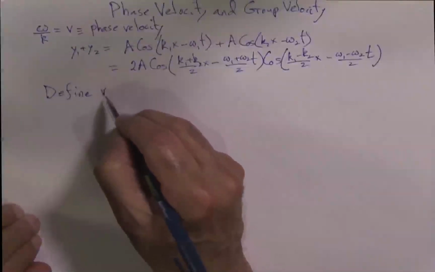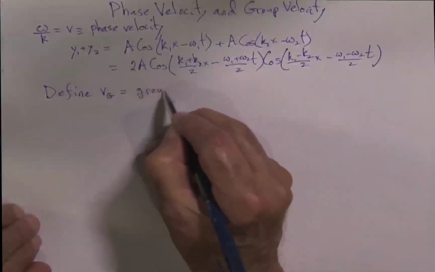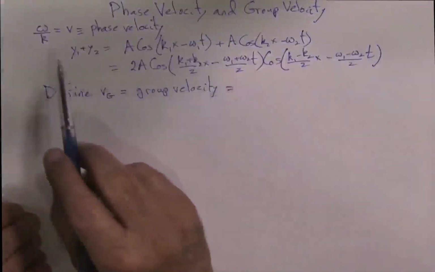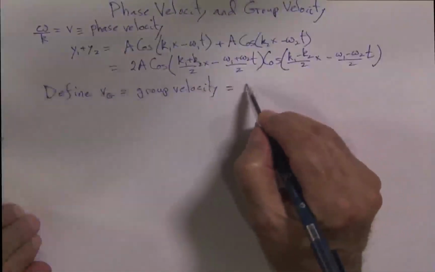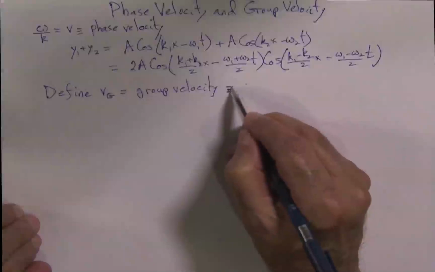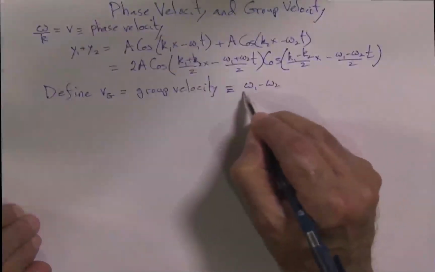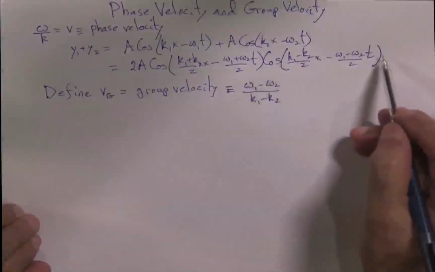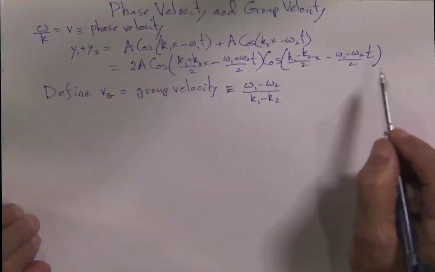Now I'm going to define the group velocity. So let's call that Vg, group velocity, as the following. It is equal to not omega over k, but the difference of the omegas divided by the difference of the k's. These three equivalents over here mean this is a definition. So this is omega 1 minus omega 2 divided by k1 minus k2. So I'm looking at this as a wave packet, and this thing is traveling along.